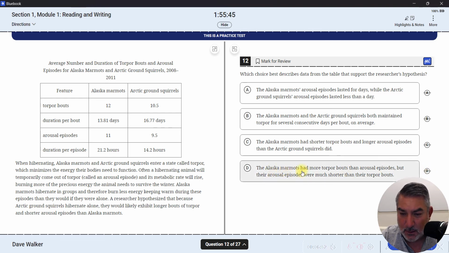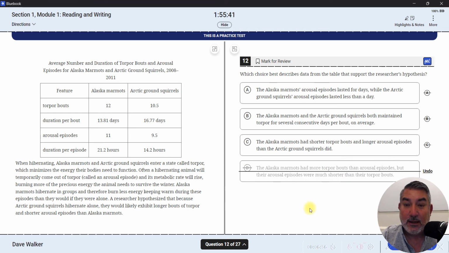D, marmot. Oh, nothing about squirrels. That one is gone. Now so we only eliminated one that time. Let's go back to the claim and look for some other types of basic categories of information. We know they're comparing marmots to squirrels. What about marmots? What about squirrels?